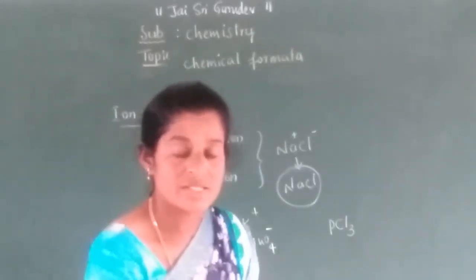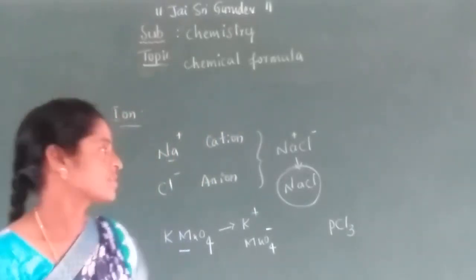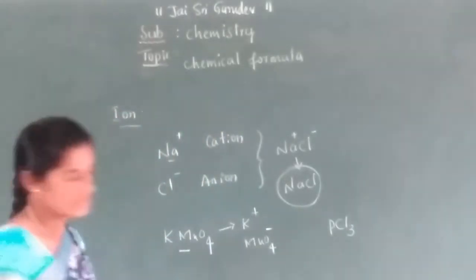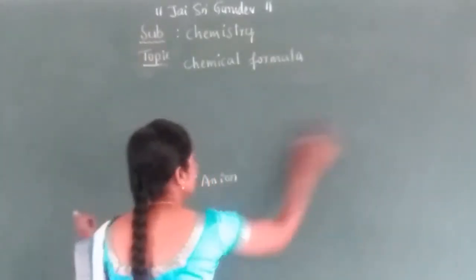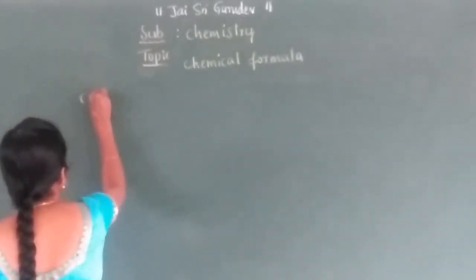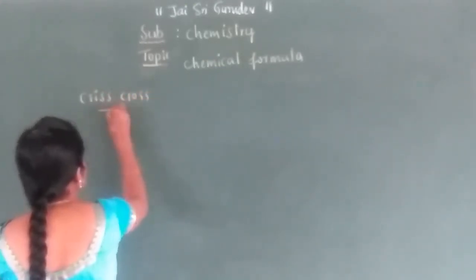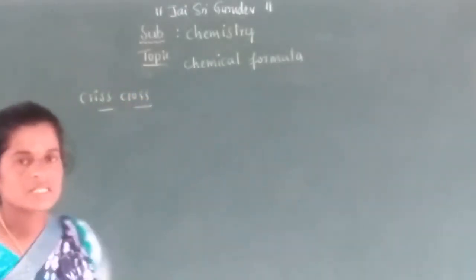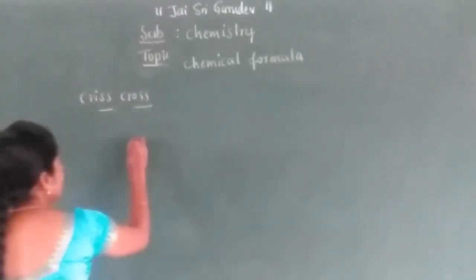One more method is there to write the chemical formula of different radicals just by combining their positive and negative ions. That is very simple, and that method is called the crisscross method. So the method name is the crisscross method of writing chemical formulas. This is a famous method. We have already discussed the chemical formula of NaCl, so we will take NaCl as the example.